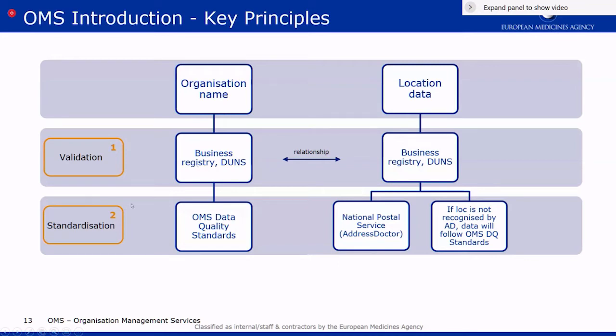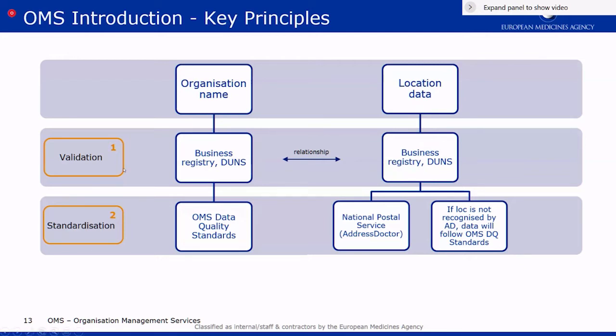First step, validation. We use the supporting documentation provided to validate against the source systems. Does the organization actually exist as a legal entity? If yes, it passed the validation process, and we go into the standardization process. We need to attest not only the organization name and location details, but of course the relationship. This is why we use the supporting documentation.